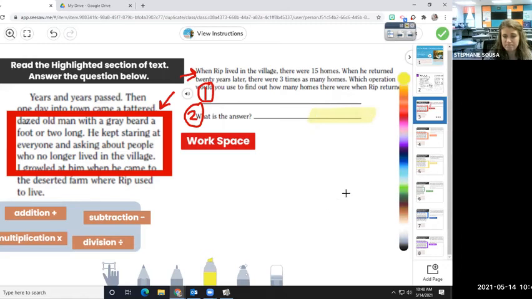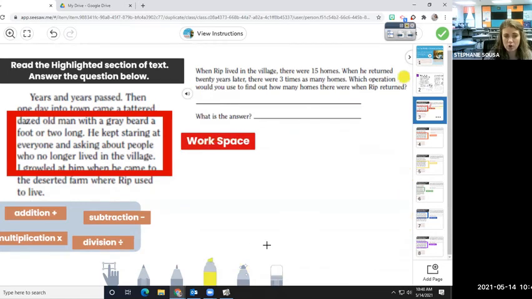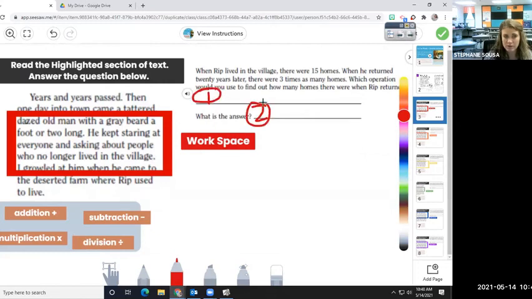Okay? You have a workspace. I will be sending work back that does not show work. If you turn in this assignment with no work on it, you are going to get it back and your grade will be a 0% until you do it correctly. Did you hear me say that? You must show your work.